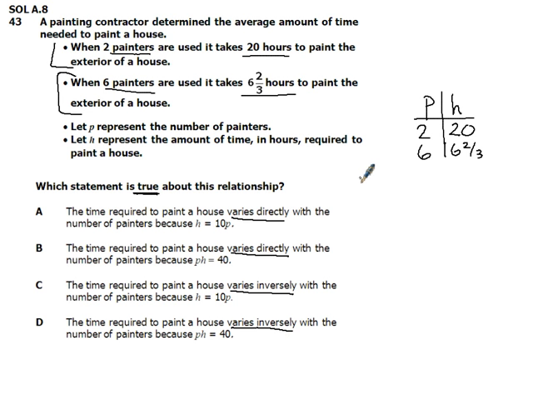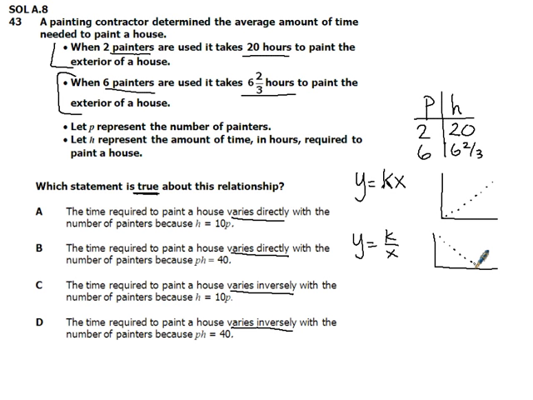So you need to remember that y equals kx would be a direct variation. As one variable increases, so does the other variable. Y equals k over x is an inverse variation. As one variable increases, the other one decreases.